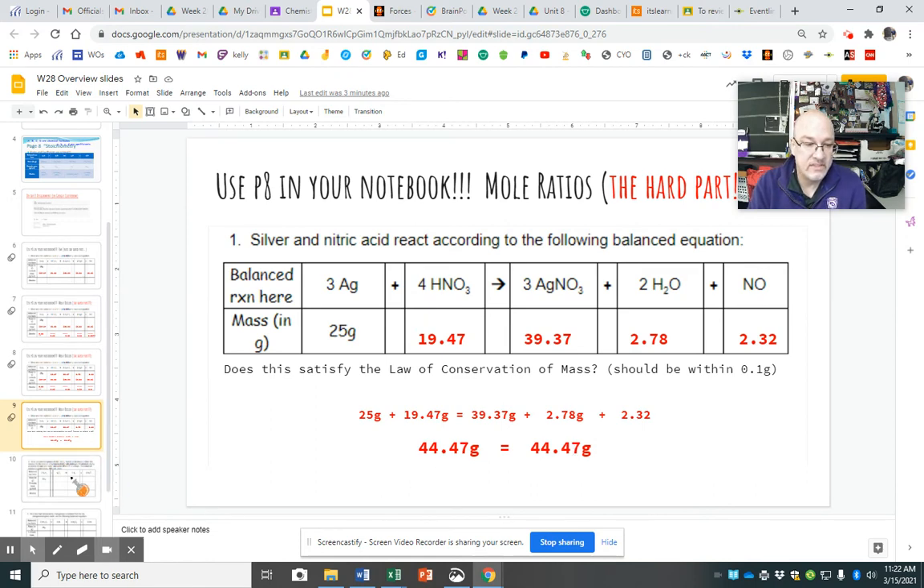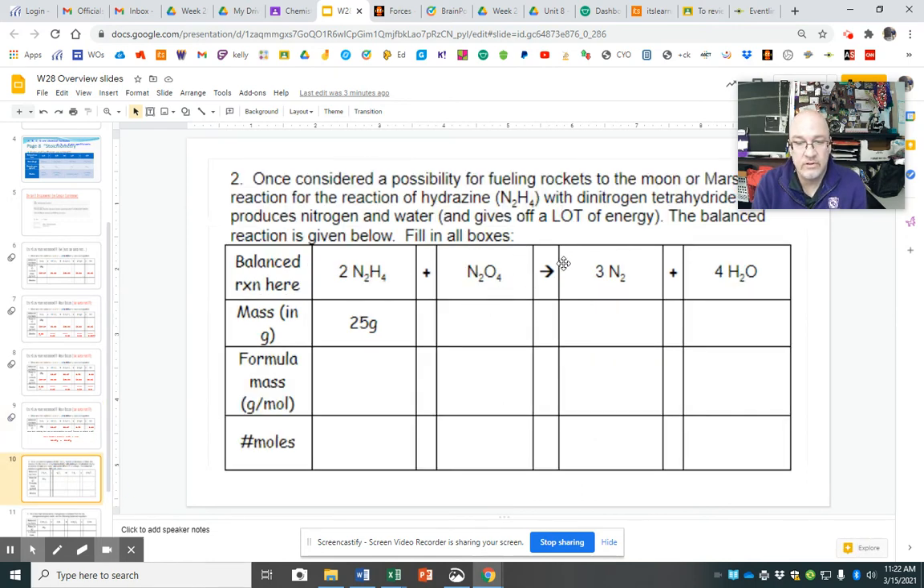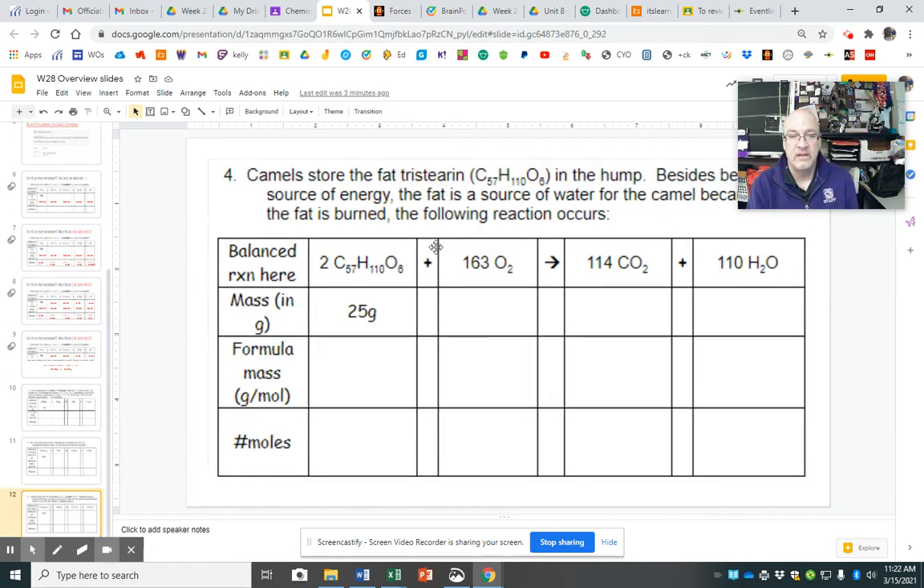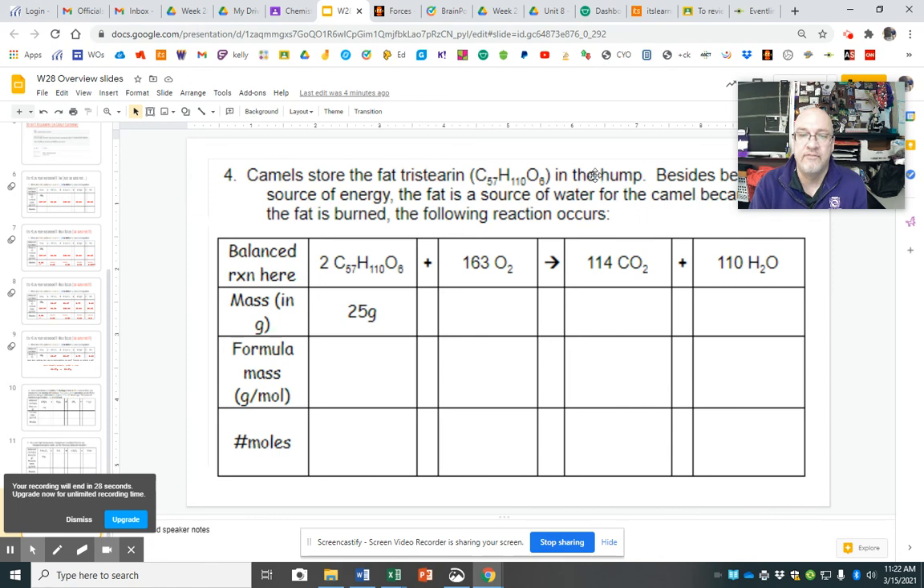The other questions: rocket fuel, you make nitrogen and water as byproducts. Those are both useful in space. That's pretty cool. This is an industrial process to make manganese, which is a high-strength, lightweight metal. And then camels: why don't camels need as much water as other animals seem to? It's because they have fat in their hump. When they burn it, they make water. So they use the byproduct of water from their hump fat to survive.